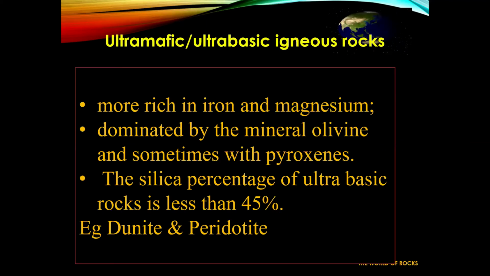The fourth type is ultramafic or ultrabasic igneous rocks. Rich in iron and magnesium. Dark colored minerals, olivine and sometimes pyroxenes, are dominant in this type of rocks. Silica percentage is very low, less than 45 percent. Dunite and peridotite are some examples of ultramafic and ultrabasic igneous rocks. Here, iron and magnesium are very high.